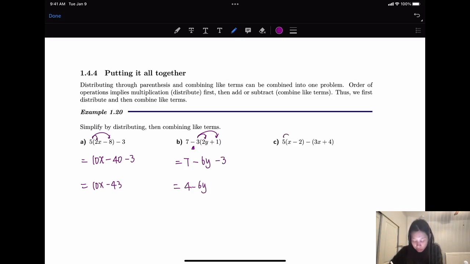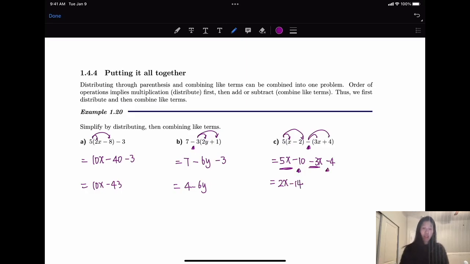Okay, next one. We distribute the 5 inside with 5x minus 10, minus, we distribute the negative sign inside, we have minus negative 3x, negative 1 plus 4, times 4, you have negative 4. Don't forget to change the sign when you see the negative sign. And I combine the like terms with 5x and negative 3x, we get 2x. And then negative 10 and negative 4 combine to negative 14.